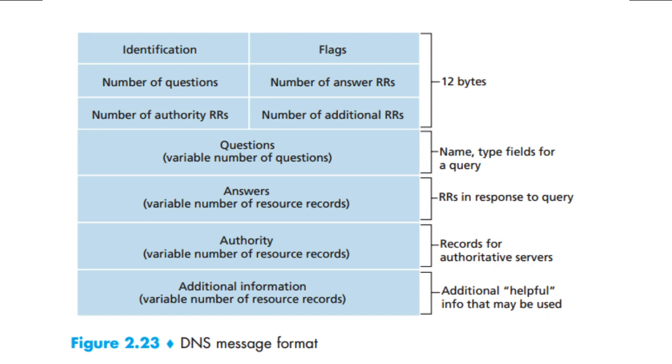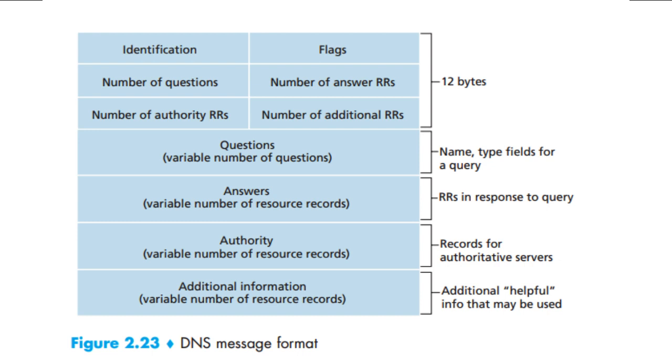For the primary authoritative server for networkutopia.com, the registrar would insert the following two resource records into the DNS server system: networkutopia.com, dns1.networkutopia.com.